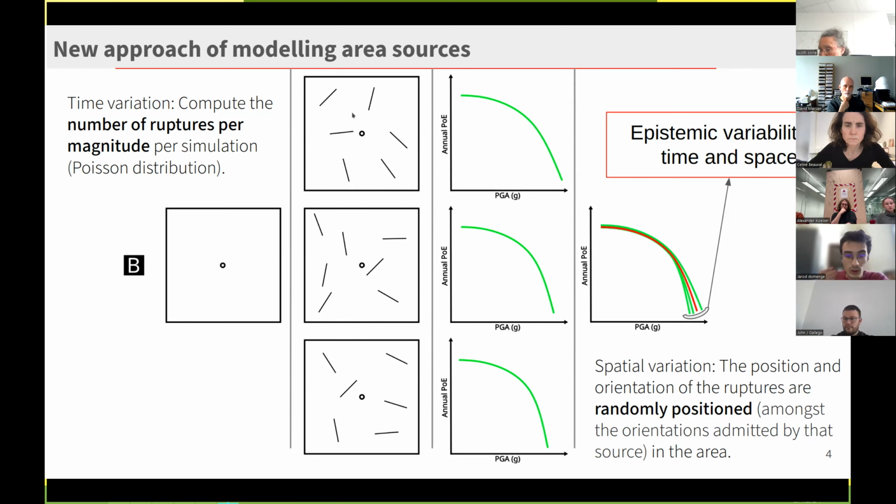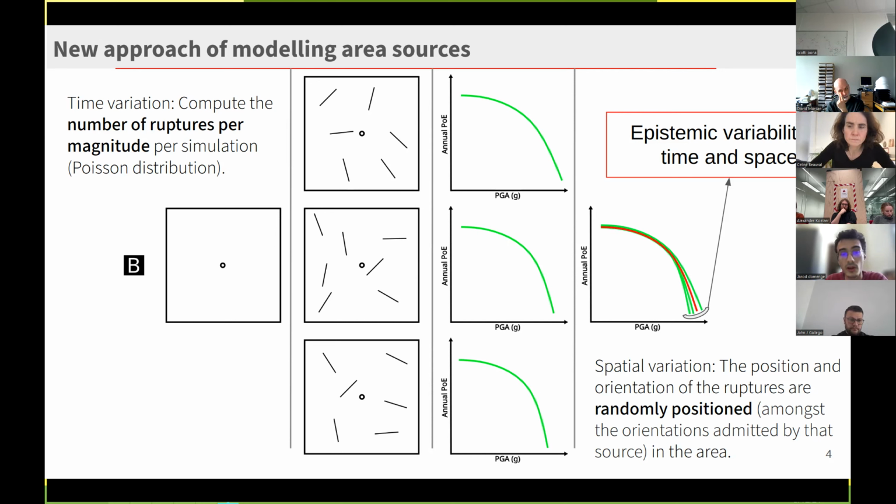And we will do a lot of simulations where we put the orientation and the position of the fault totally randomly in the area. So for every simulation, we will not have the same position and orientation of the fault. I will not go into detail here, but what we do also, like I said, is to see the variability in time.